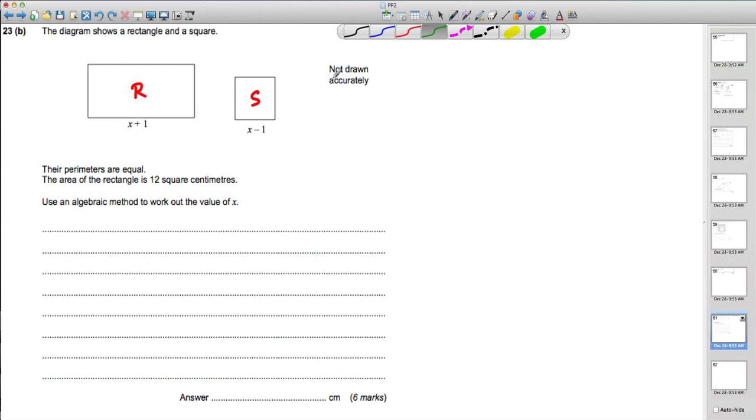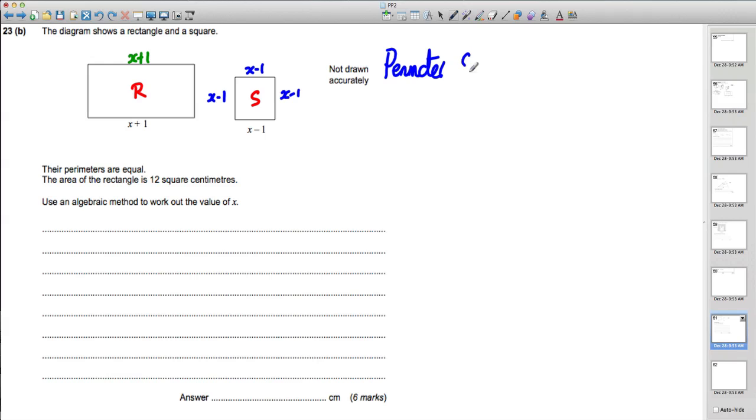Now, let's just do something very straightforward here. If that's x plus 1, then that's x plus 1, right? And also, if that's x minus 1, then this is a square. That's x minus 1, that's x minus 1, and that's x minus 1. So you know the perimeters are equal as well, right? So you know the perimeter of the square is 4 lots of this. Must be 4 times x minus 1, which is 4x subtract 4, right?